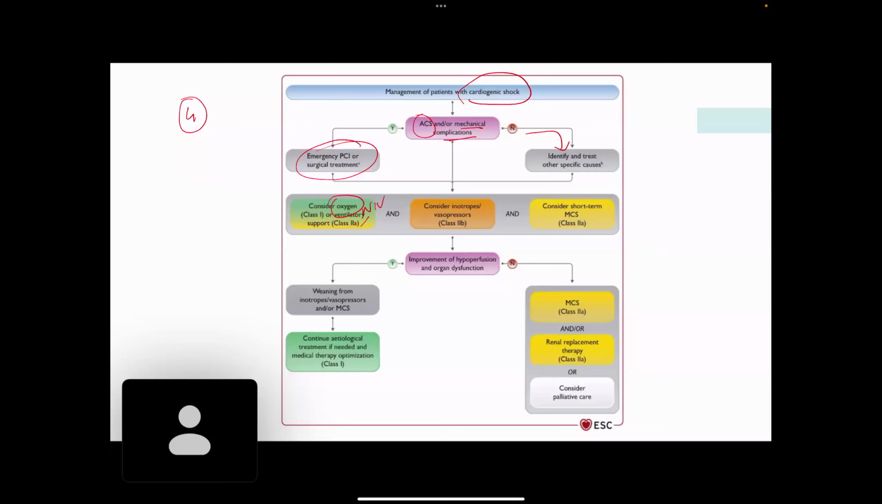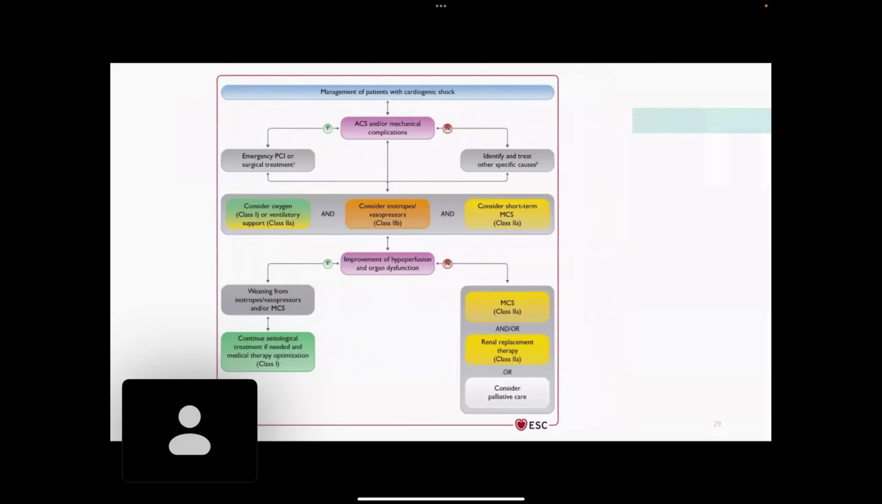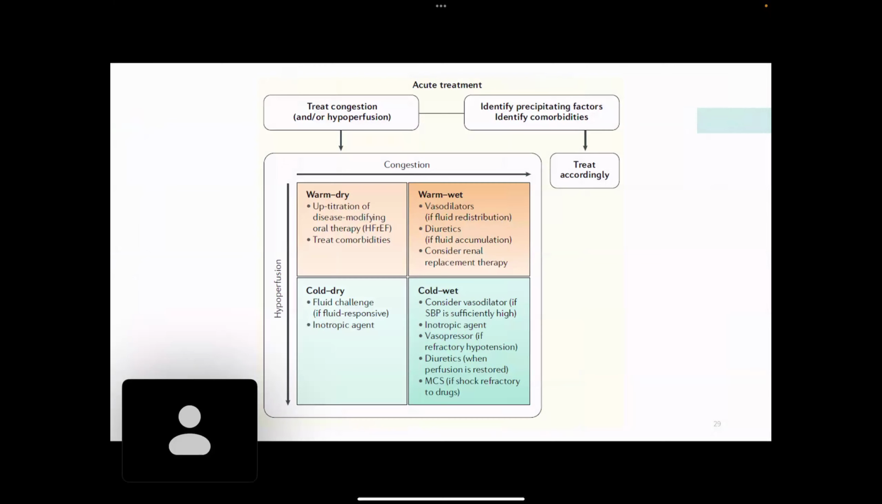Now, to correct his hypotension, you have to start him on inotropic support or vasopressors. And if the patient deteriorates, you might have to consider mechanical circulatory support. If the patient improves with these above measures, then you have to find the etiology and treat it. If the patient continues to deteriorate in spite of inotropic support and vasopressors, you have to consider mechanical circulatory support and renal replacement therapy. So again, this is a summary.